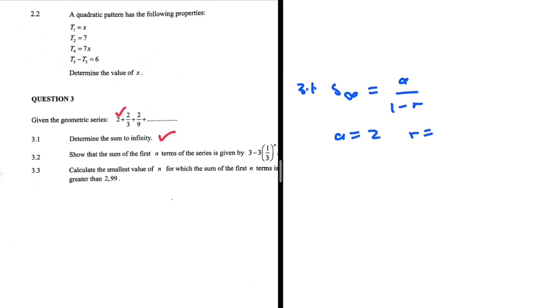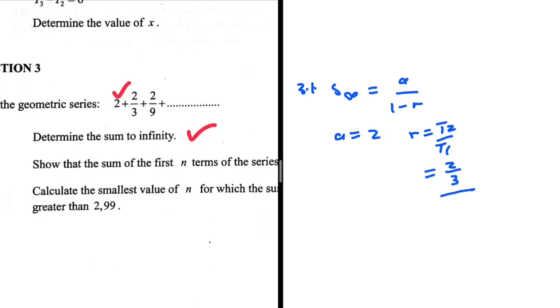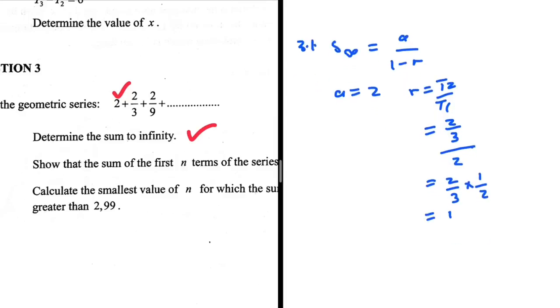r is equal to the ratio of any two consecutive terms. So we can say r is t2 divided by t1, or we can say that it is t3 divided by t2, any two terms that are next to each other. Well, we can also find r using t3 and t1, but in this case, that won't be necessary. t2 is 2 over 3, as we can clearly see, right? And t1 is 2. So this is equal to 2 over 3 multiplied by 1 over 2. So this is just equal to 1 over 3.